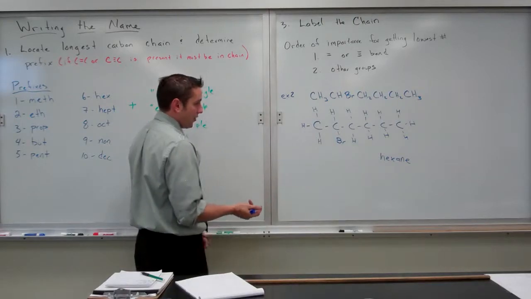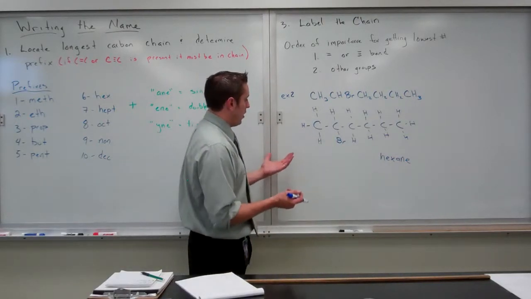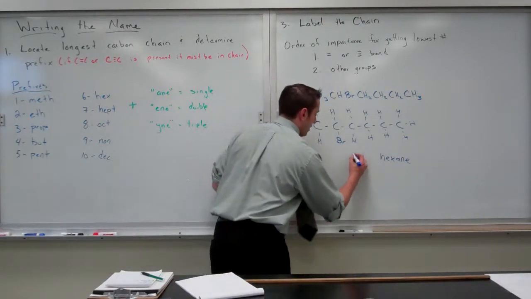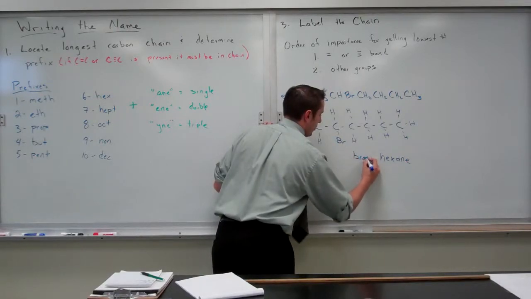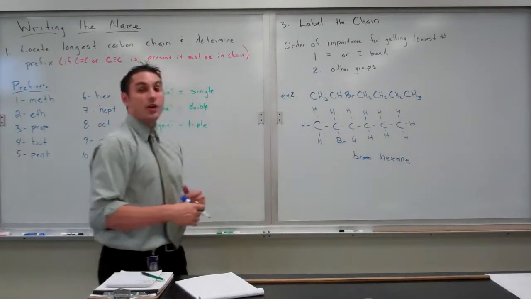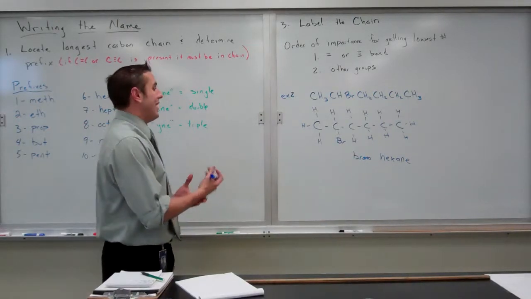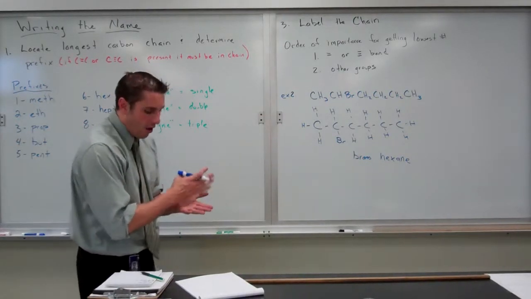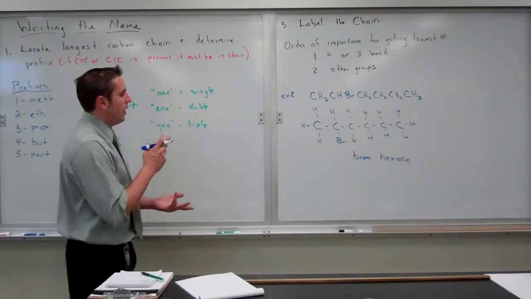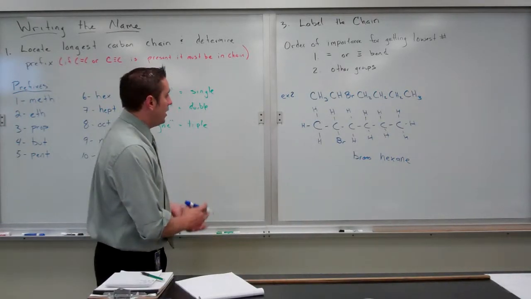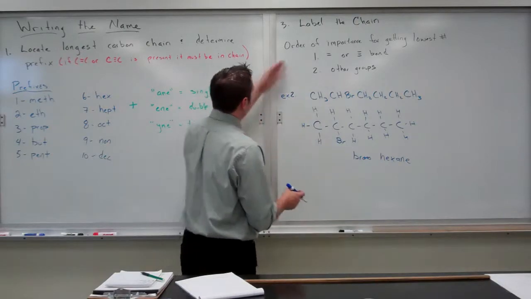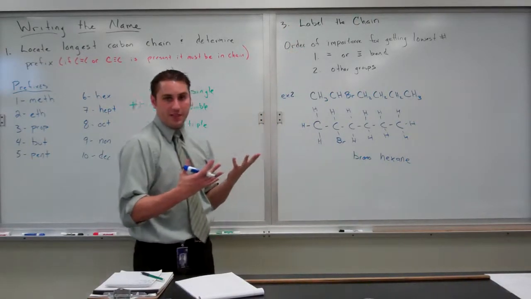Are there any others in the chain? There is not, right? So I know it's going to be bromohexane. There's only one, so I don't need a prefix in front of bromo. But I do need to indicate where the compound has the bromo group. So now I have to number or label the chain to get the number.